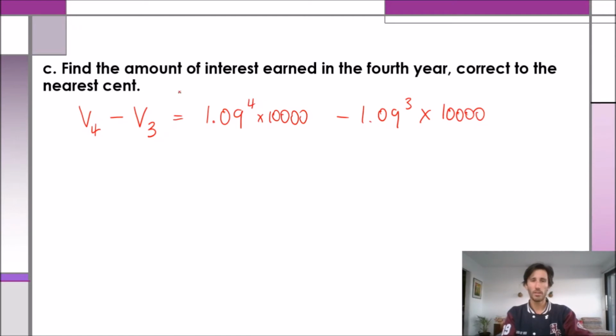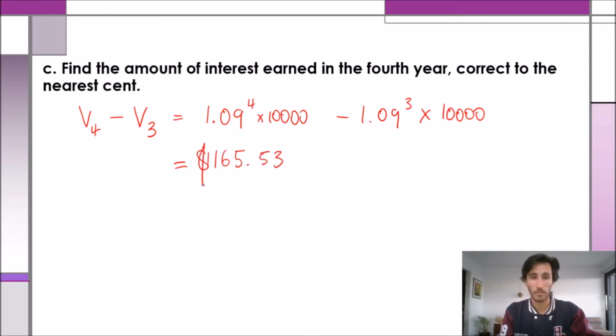So think about why this gives us the amount of interest earned in the fourth year. We're talking about how much value is in the actual account at the end of 4 years, and then this part is talking about how much value is in the account after 3 years. Now the difference between those two values is going to give you how much interest was earned that year. So that's why this equation works for the fourth year. In this case, it is $1,165.53.